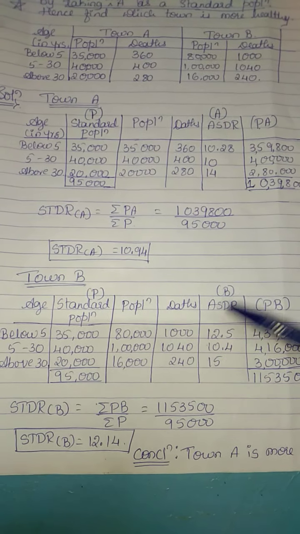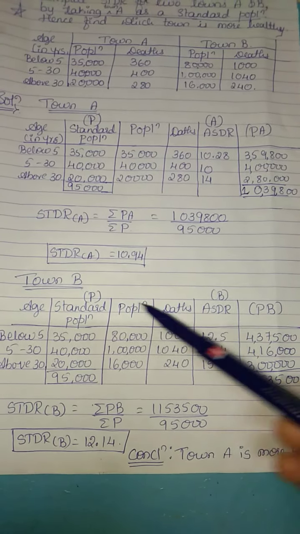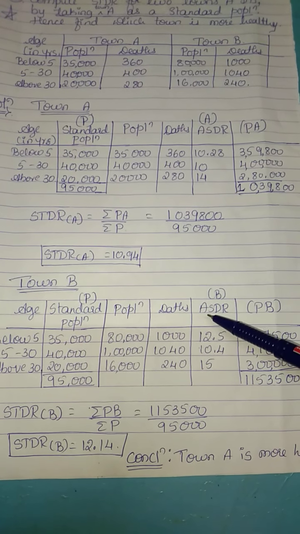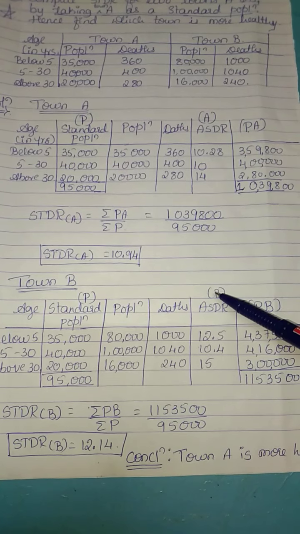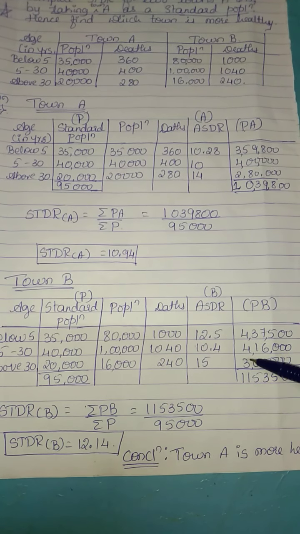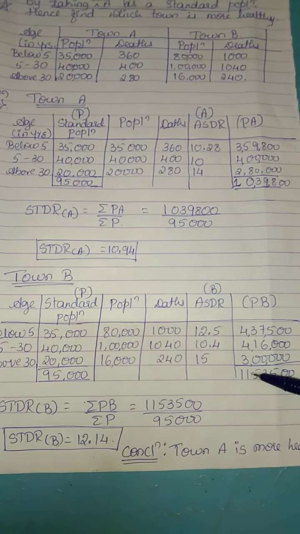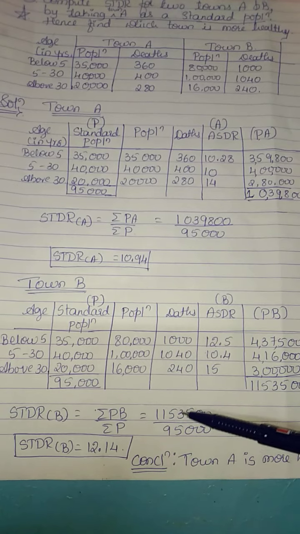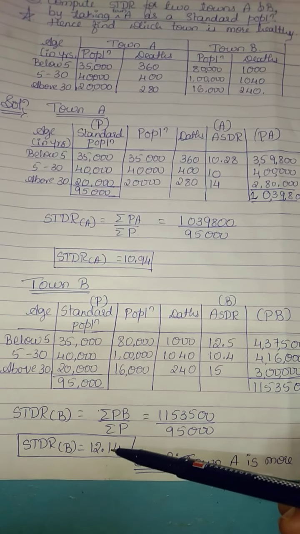Similarly, do these two. This is P, the standard population, and this is ASDR for town B. So P into A, you will get this number. Get the total of this, and you all know this is the formula. Substitute and get the result.